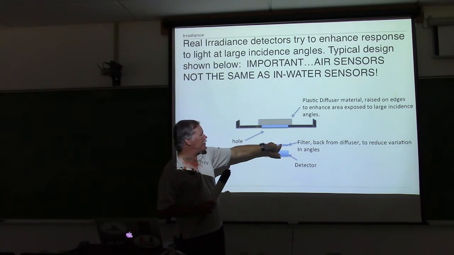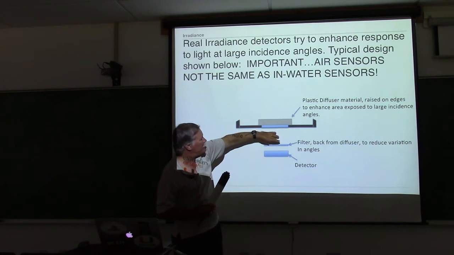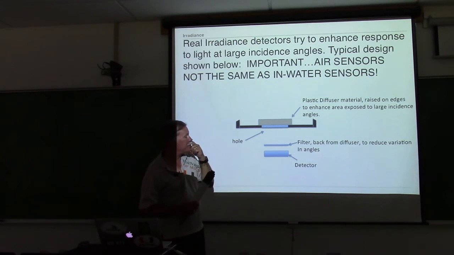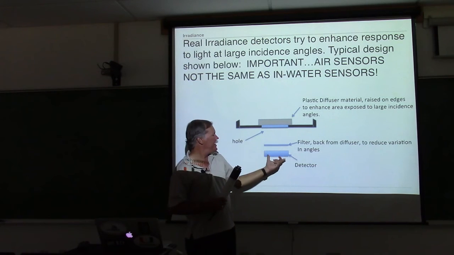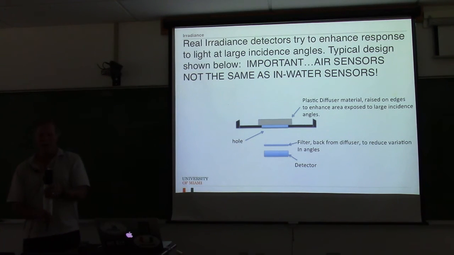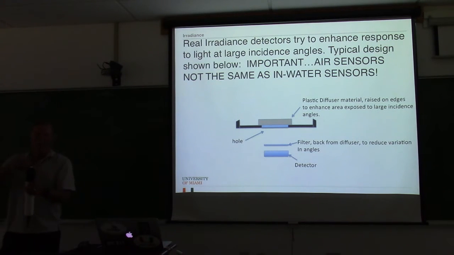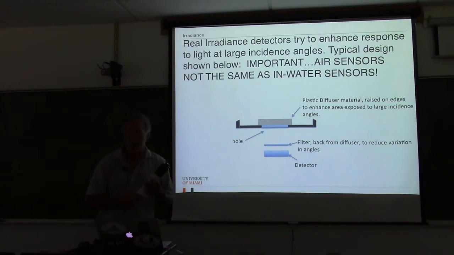You have a filter, say, that's back from the diffuser, so it restricts the angular distribution of light going through the filter, so you keep your spectral response more constant, and then a detector behind that filter. So this is a hyperspectral instrument. Now, do I say it there? Yeah, bold letters, good. An air sensor, this one is designed for air, and it's the surface reference you're going to be using tomorrow.